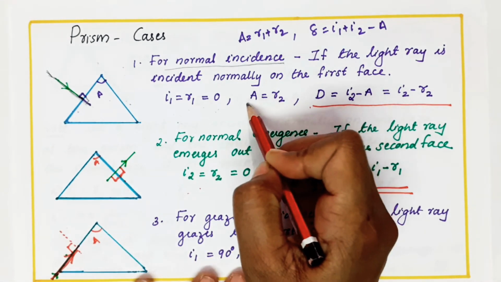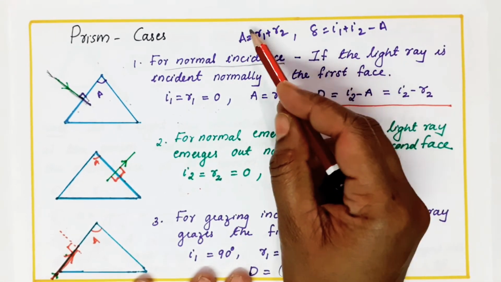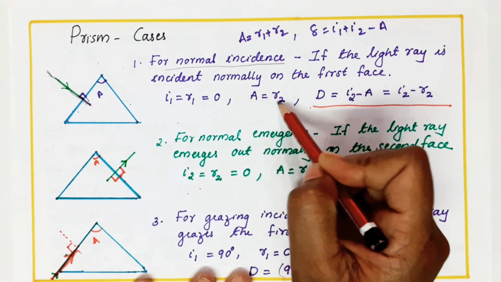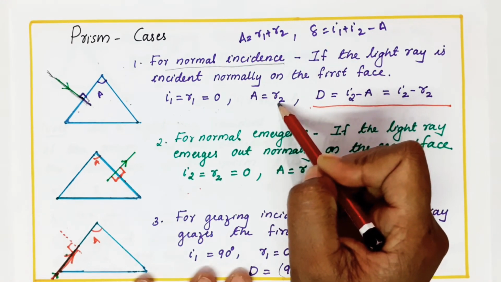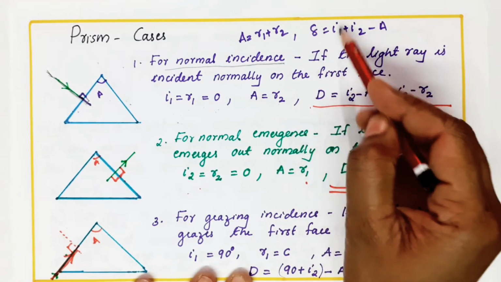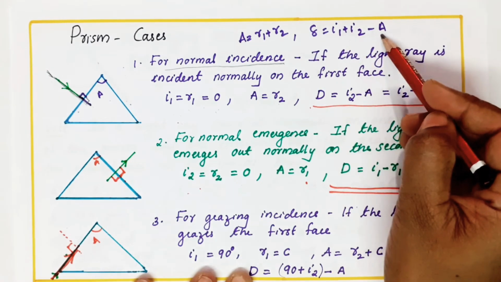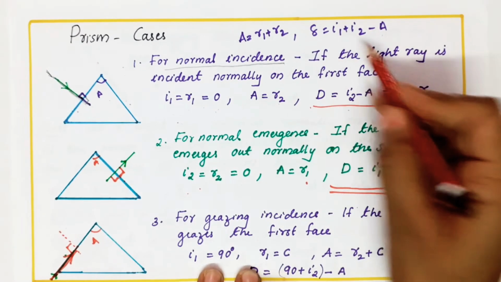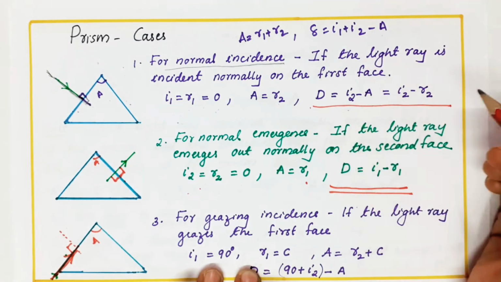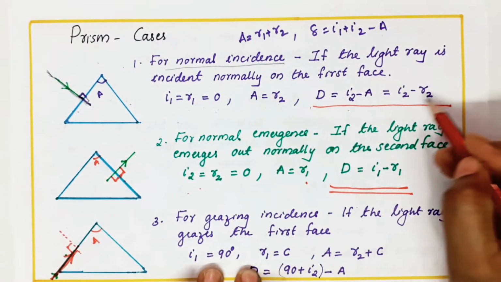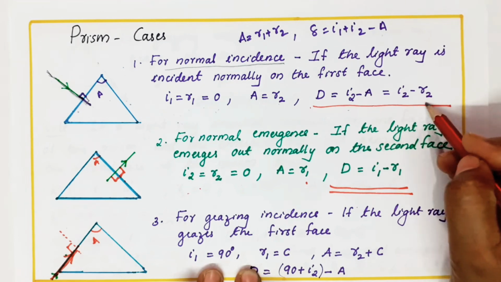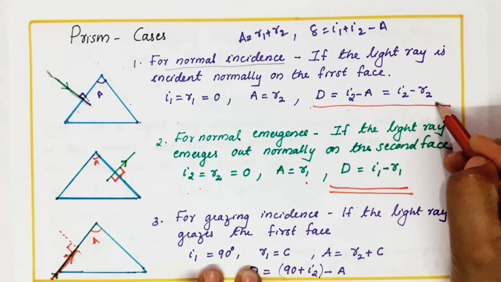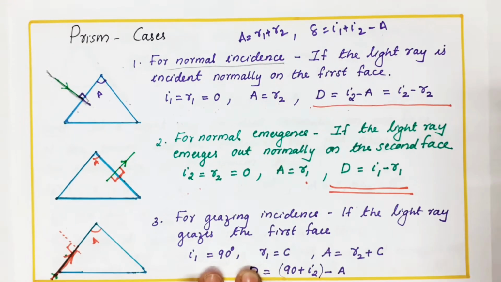Then what happens to your A? R1 plus R2, with R1 being 0, so A equals R2. What is delta? I1 plus I2 minus A. Here I1 is 0, so delta equals I2 minus A, and A is R2, so delta equals I2 minus R2. This is the case for normal incidence.